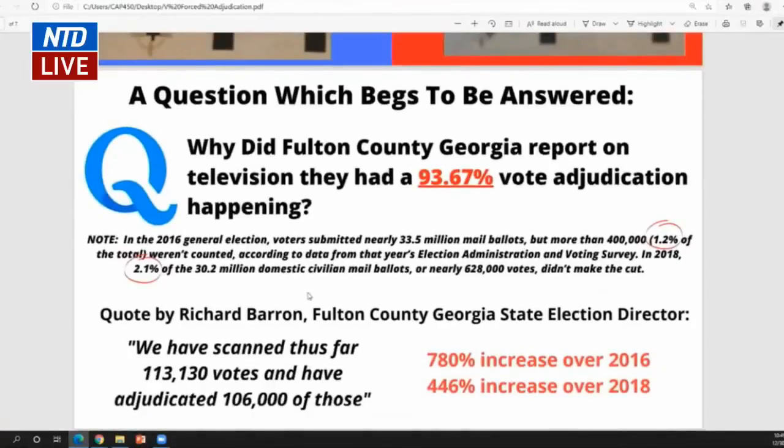Here's what I have a problem with, is simplest state. This is the county statement on ballots. Went out on national TV. We had 113,130 votes at the time, and we had to adjudicate 106,000 of them. You know what that's really saying? Your machine didn't work.